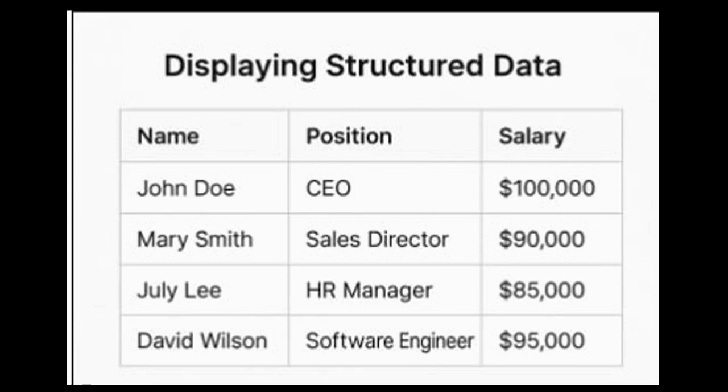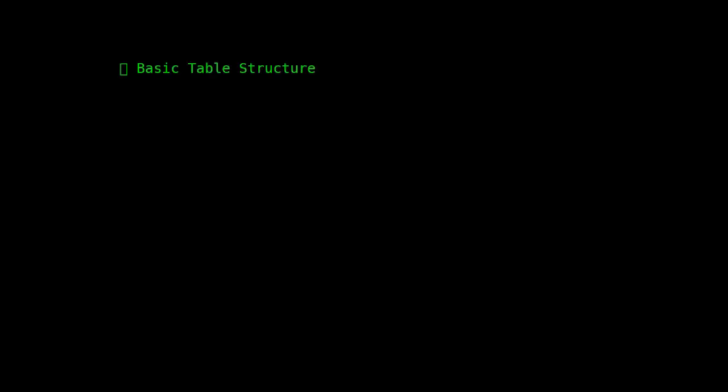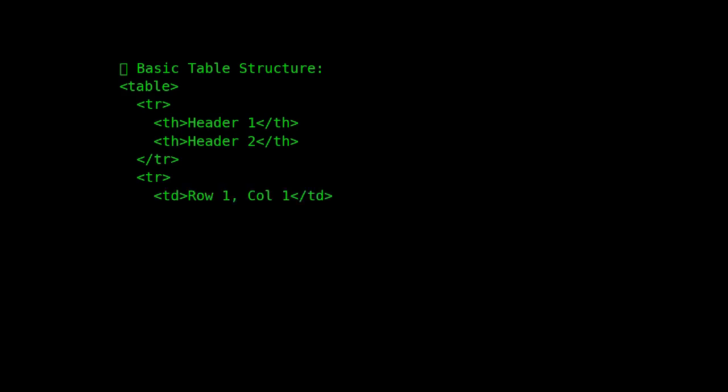Tables are used to display tabular data in rows and columns. Basic table structure: table, tr, th header 1, th header 2, then table row 1, col 1, row 1, col 2.